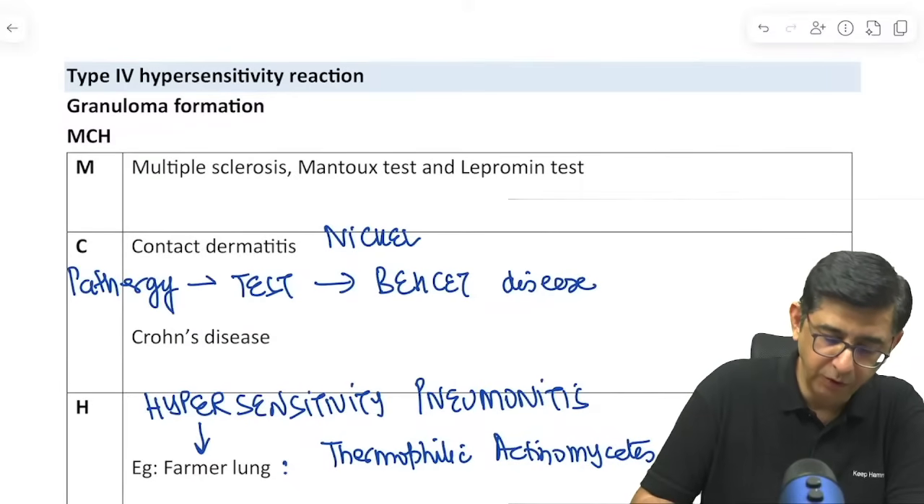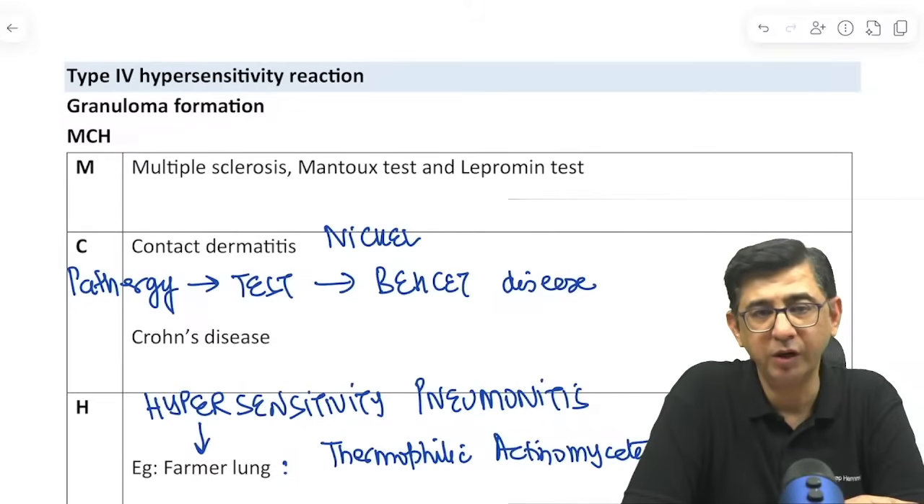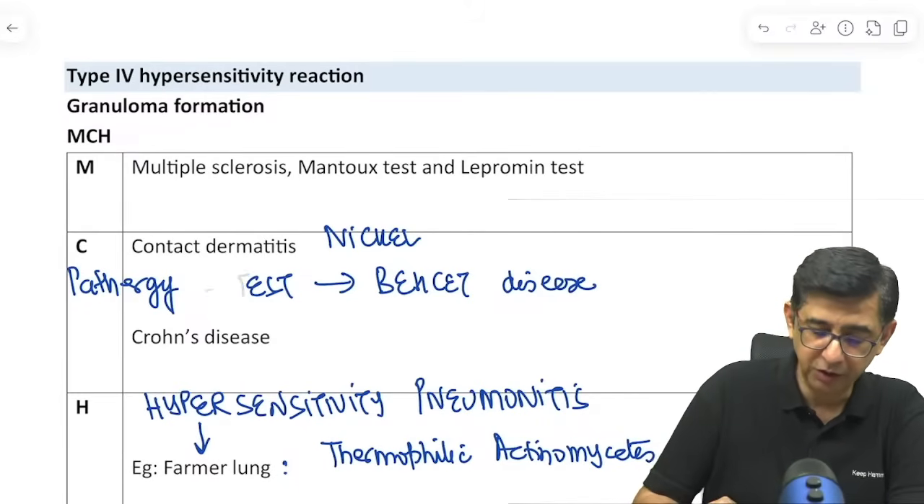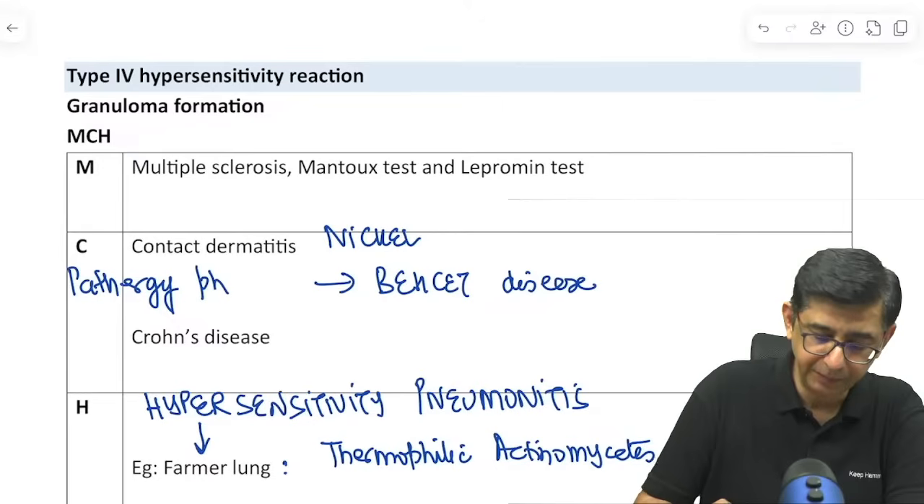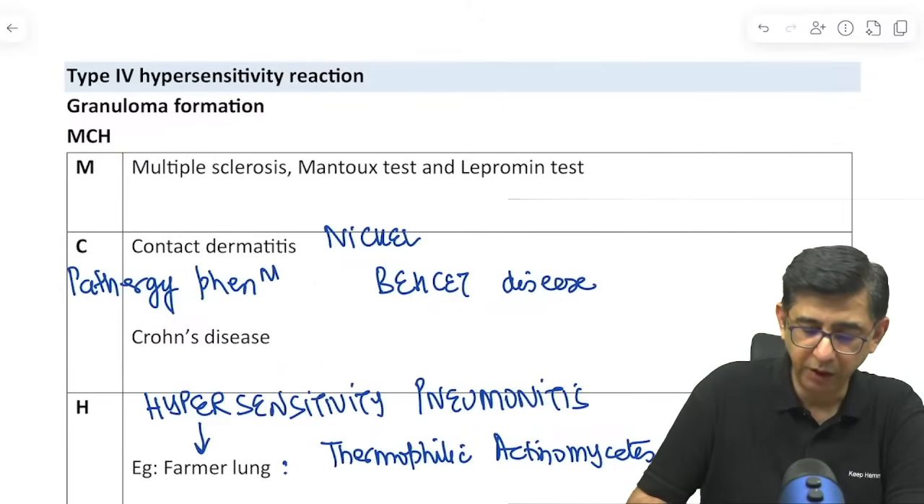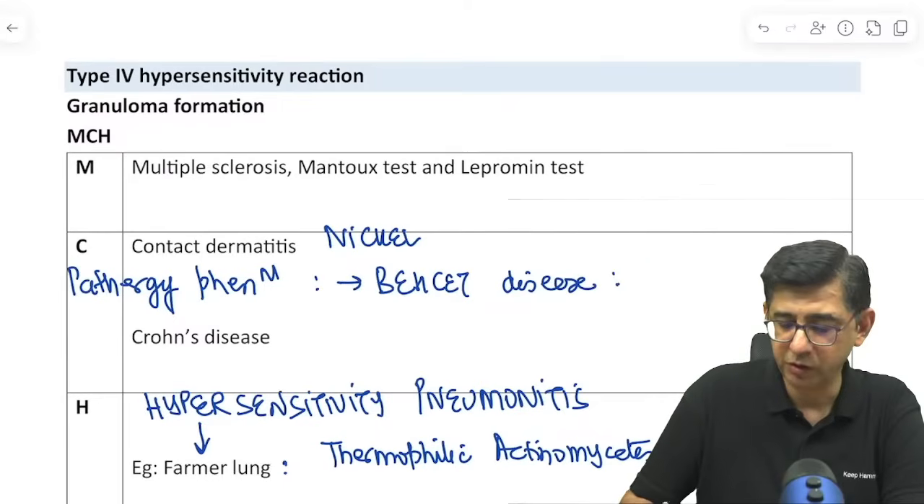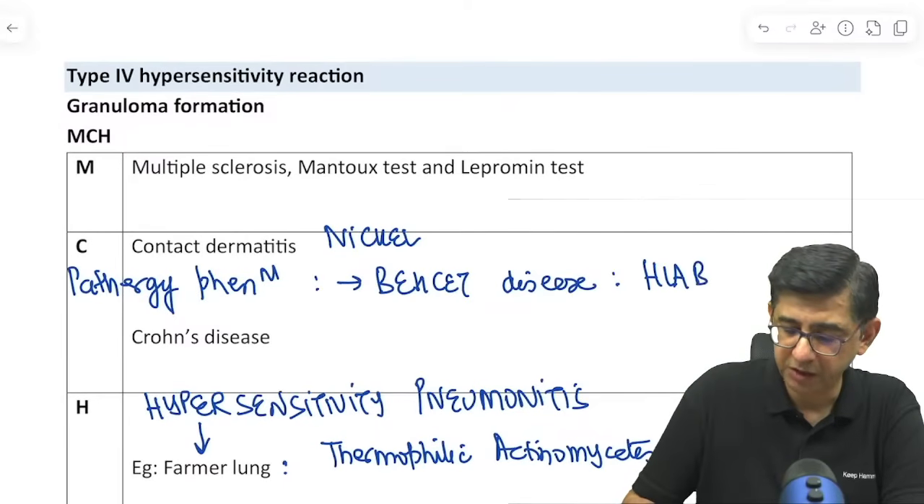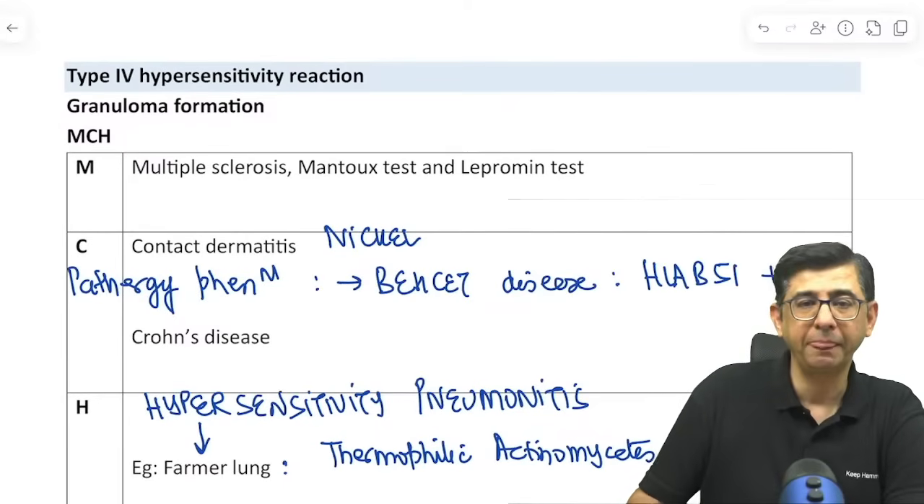Patch test would be for contact dermatitis. Patch test is for contact dermatitis, and it is pathology phenomenon for Behçet's disease, which would be most of the time also written in question as Silk Route disease with an association that is HLA-B5 or HLA-B51 positivity. Yes.